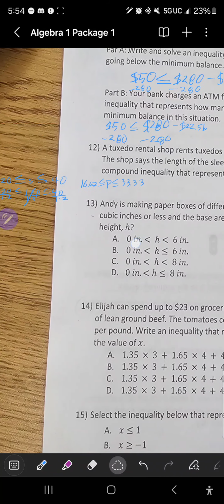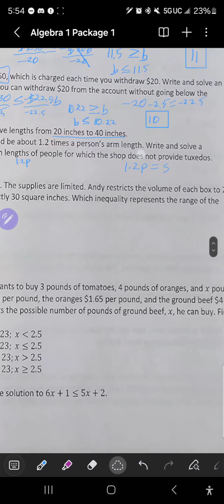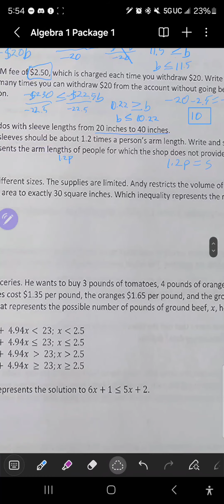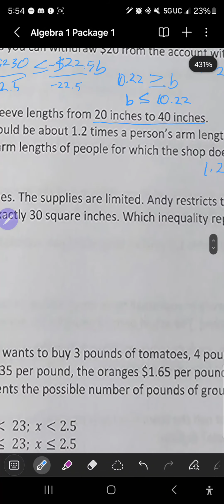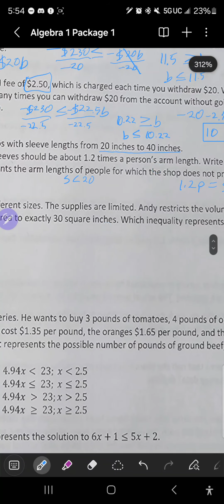But this is not what the question is asking. Basically we have the sleeve less than 40, less than 40, not equal, 20, less than 20. I'm sorry. Let me say it again so everyone can understand.